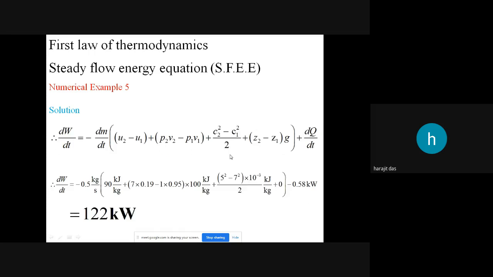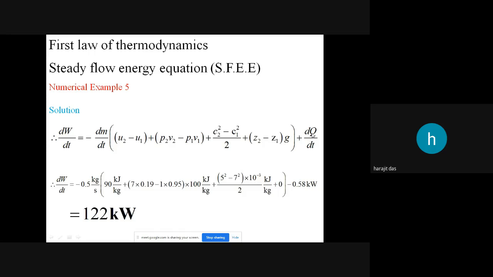Understood? So z2 minus z1, because they are at the same elevation. If the values are not given, then you need to consider that they are at the same elevation. From the datum line their difference will be 0 at the same elevation. If the inlet and outlet are there, then z2 minus z1 is 0.